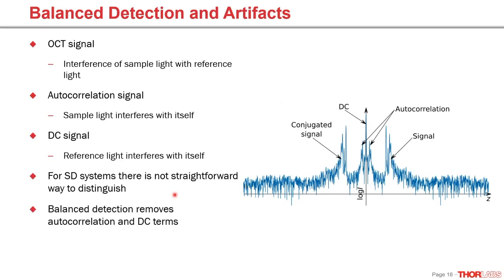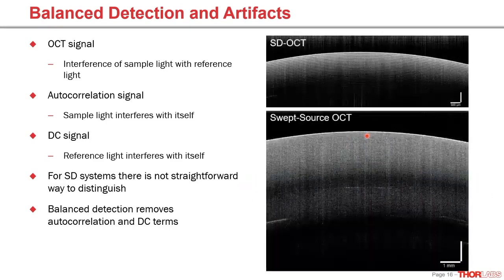So for SD systems, it's not really straightforward to distinguish these signals, but with the balanced detection in swept source OCT, the autocorrelation signal and the DC signal will have the same sign when those balanced detection input signals are subtracted, so that only the signal remains. And we see this here in this example.